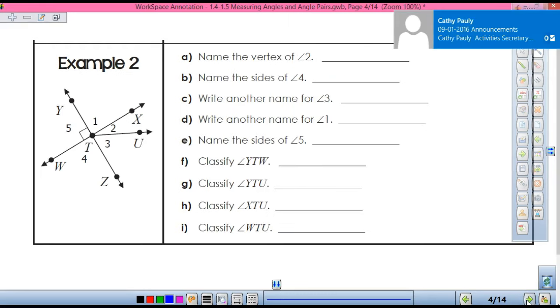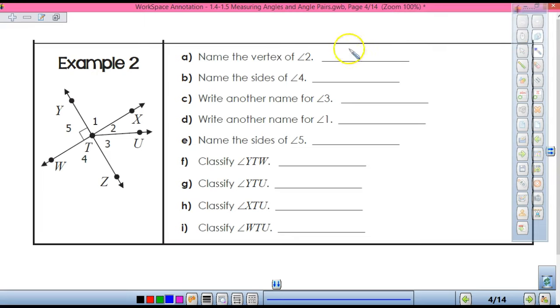Okay. What's the vertex of angle 2? T, yes. Because angle 2 is this angle right here. And its vertex is T, point T. Okay. All the sides of angle 4. So if we're talking angle 4, we're talking this angle right here. So TW would be 1, and TZ, there you go.